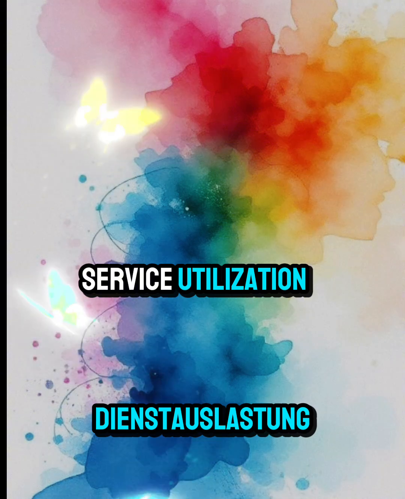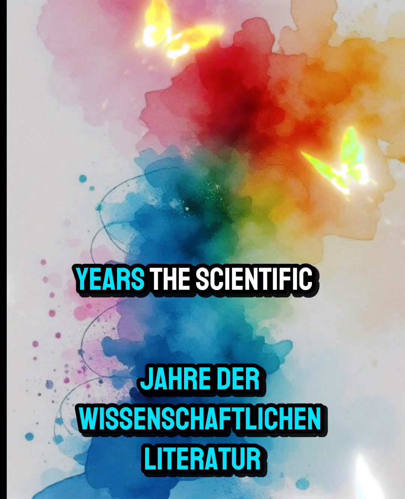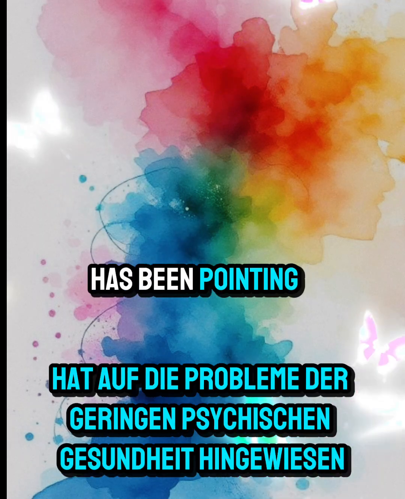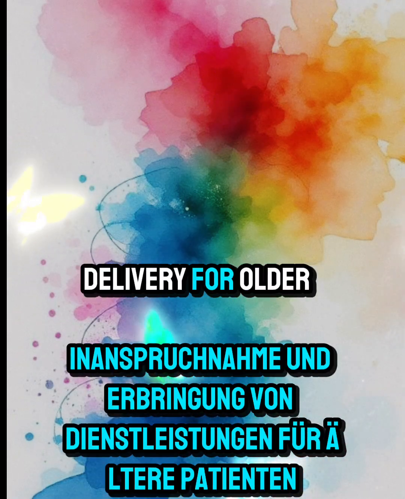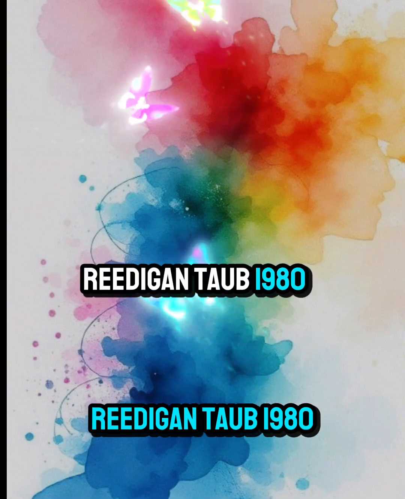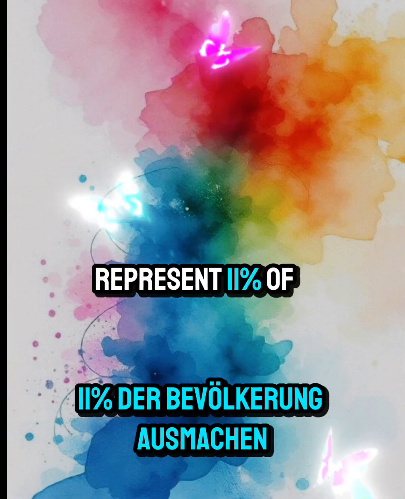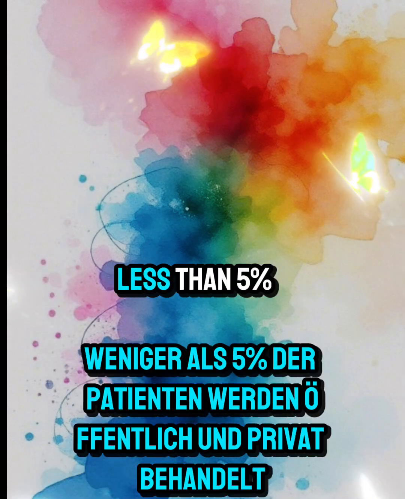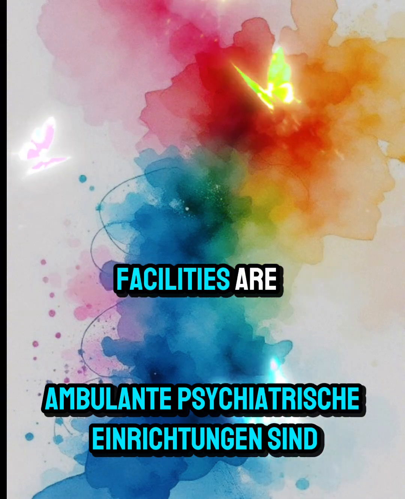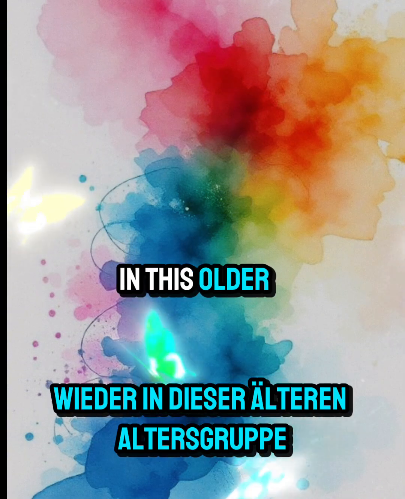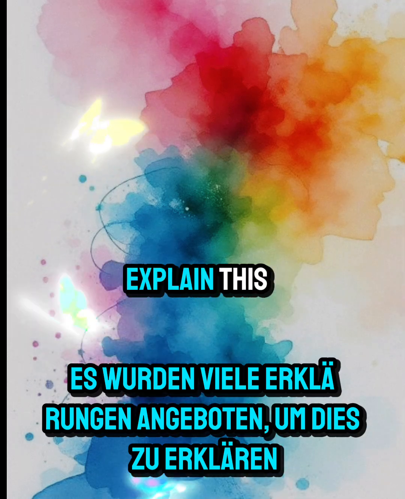Service utilization, service delivery, and financing issues. For many years the scientific literature has been pointing to the problems of low mental health service utilization and delivery for older patients (Redick and Taube, 1980). While those aged 65 and older represent 11% of the population, less than 5% of patients seen at public and private outpatient mental health facilities are in this older age group. Again, many explanations have been offered to explain this pattern.